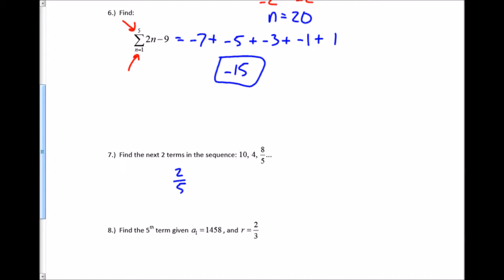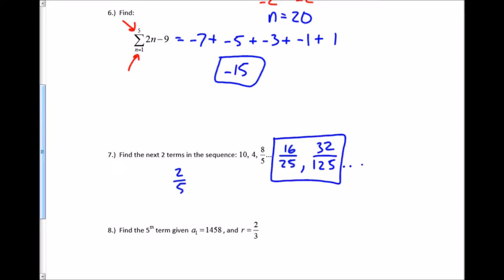When I do 4 times the 2/5, it gives me an 8/5. If I multiply the 8/5 by 2/5, it gives me 16 over 25. And then if I multiply the 16 over 25 by 2/5, it gives me 32 over 125. And that's it. Those are my next 2 terms. That's what it was asking for.